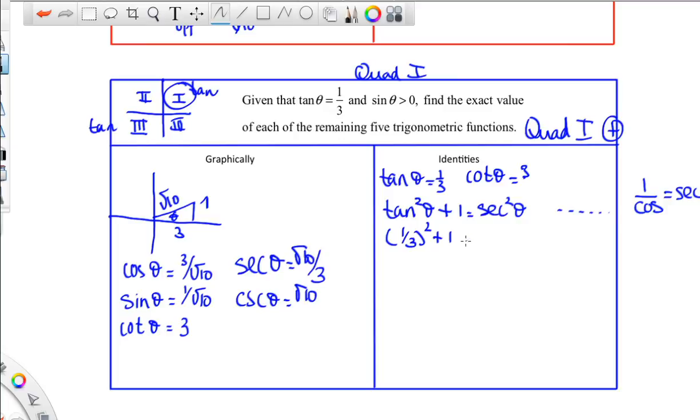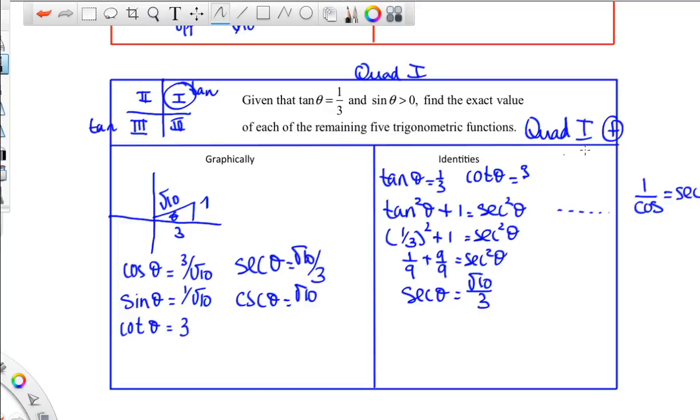I'm going to add 1 to that, and that's equal to the secant squared. So 1 over 3 squared is 1 over 9, plus 1 is 9 over 9, which is 10 over 9. So that's the secant squared of theta. That means that the secant of theta is the square root of 10 divided by the square root of 9, which is 3.